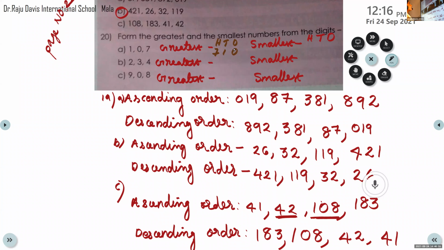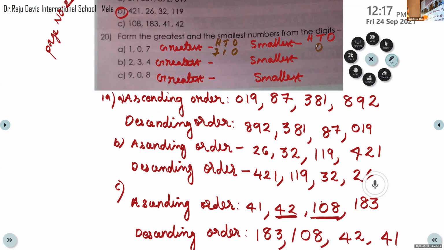When 0 is there, to make the smallest number, usually you write the smallest digit in the hundreds place. But when 0 comes, 0 is the smallest. Can we write 0 in the hundreds place? If we write 0 in the hundreds place, is it a 3-digit number? No, it's only a 2-digit number. So where should we write 0? In the tens place.